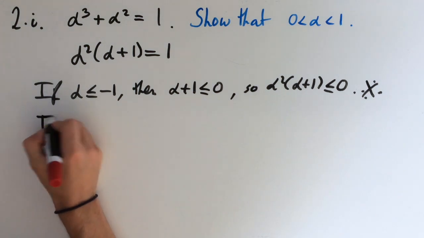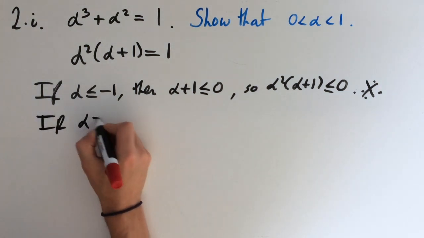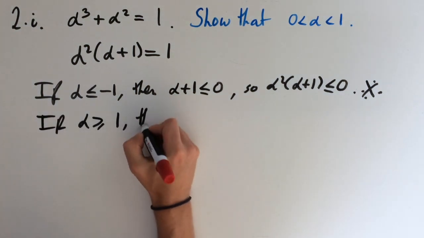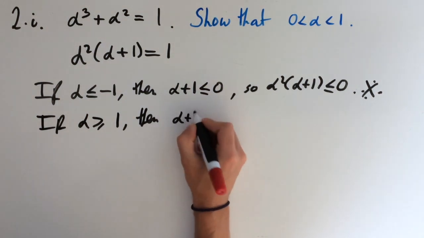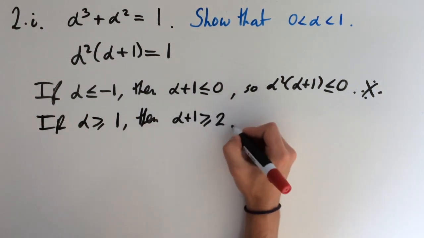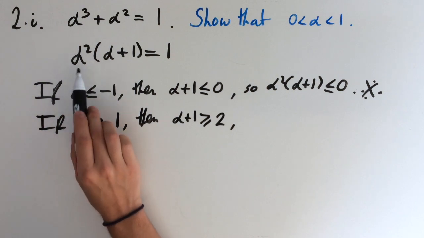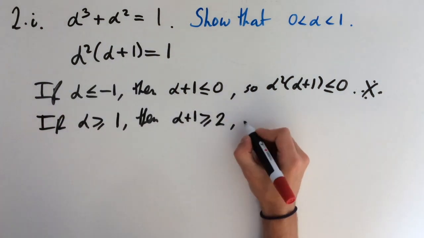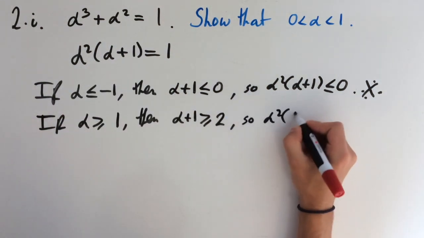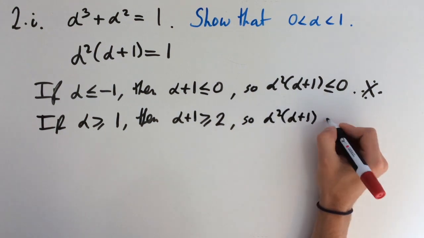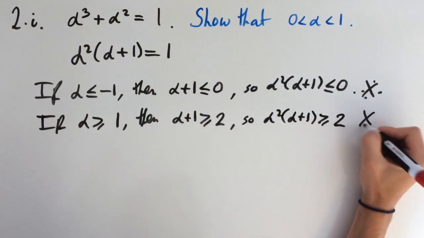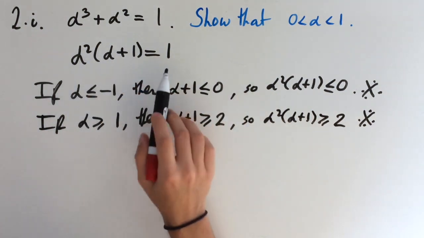Now for our second case, if alpha is greater than or equal to 1, then alpha plus 1 is greater than or equal to 2. And alpha squared is also greater than or equal to 1, so the product alpha squared times (alpha plus 1) is greater than or equal to 2. This is another contradiction because we know this equation equals 1.